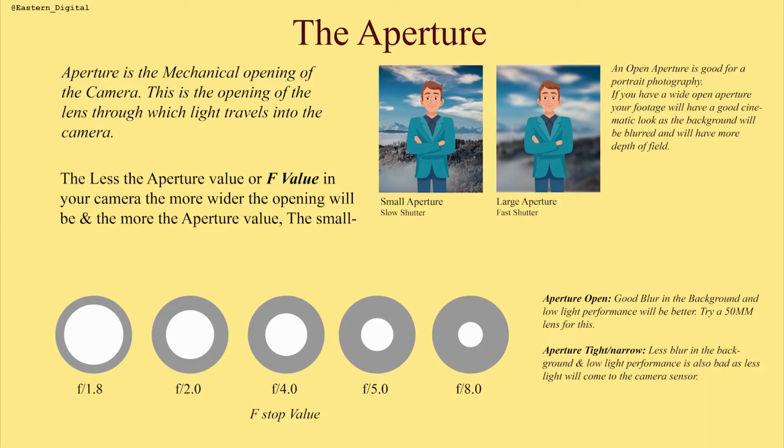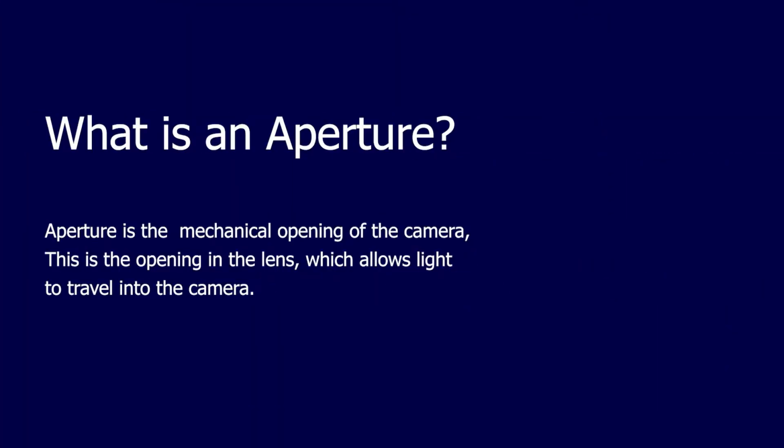Hi everyone, in this video we are going to learn about aperture. But before we start, I would like to talk about what is an aperture. An aperture is the mechanical opening of the camera. This is the opening in the lens which allows light to travel into the camera.